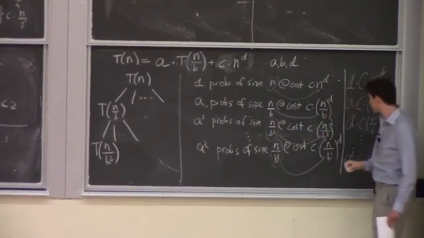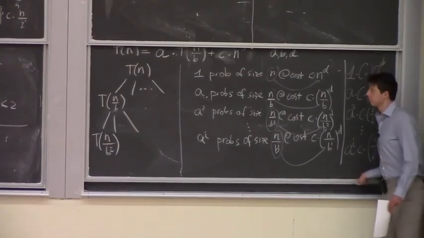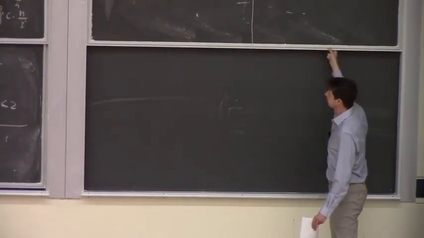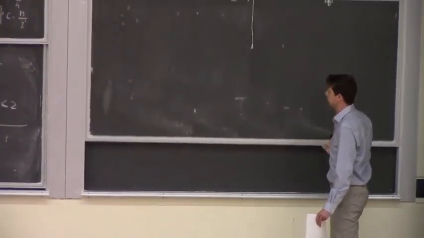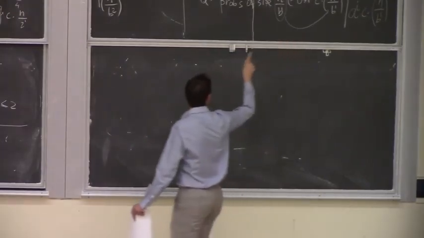Good question. Okay, so now we're almost there, really. We have figured out the cost at each layer of the tree. We just need to sum them up and figure out what they sum to. So let me put this up, analogously to the other one. Okay, so we have to sum up those guys.